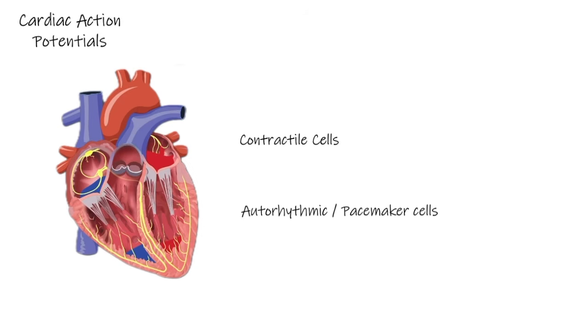The vast majority of cardiac muscle cells are contractile cells. These are the cells that actually generate the force. A much smaller population consists of specialized cells that can spontaneously generate electrical activity and help coordinate the heartbeat. Let's first look at the action potential of a typical contractile cardiac muscle cell. This action potential looks very different from the action potential we previously saw in a neuron or skeletal muscle fiber.